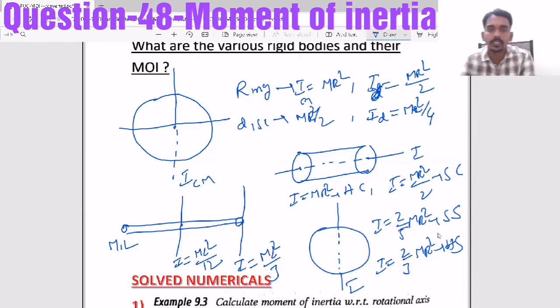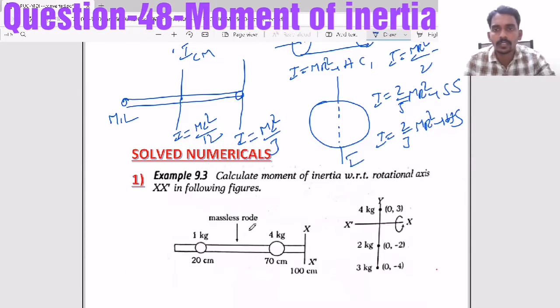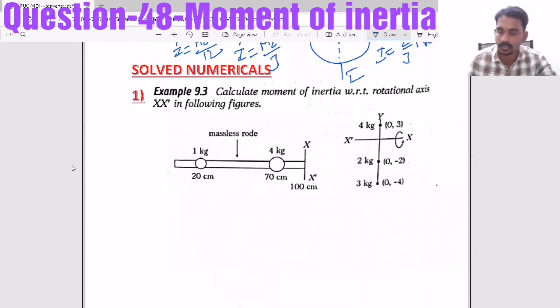Usually the questions are based on ring, disc, rod, cylinder and sphere, hollow sphere or solid sphere, hollow cylinder or solid cylinder. So based on these things, let's see a few examples of how the question will be asked.